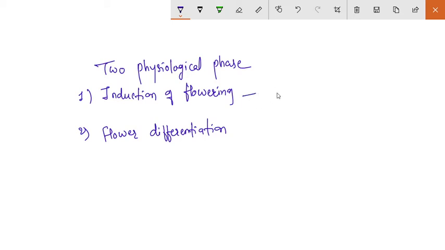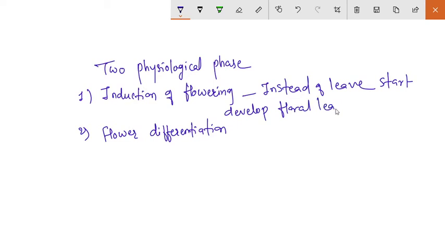In the induction of flowering, instead of the formation of leaves, it starts to develop floral leaves. Floral leaves means calyx, corolla, androecium, gynoecium. This is from the shoot meristem.